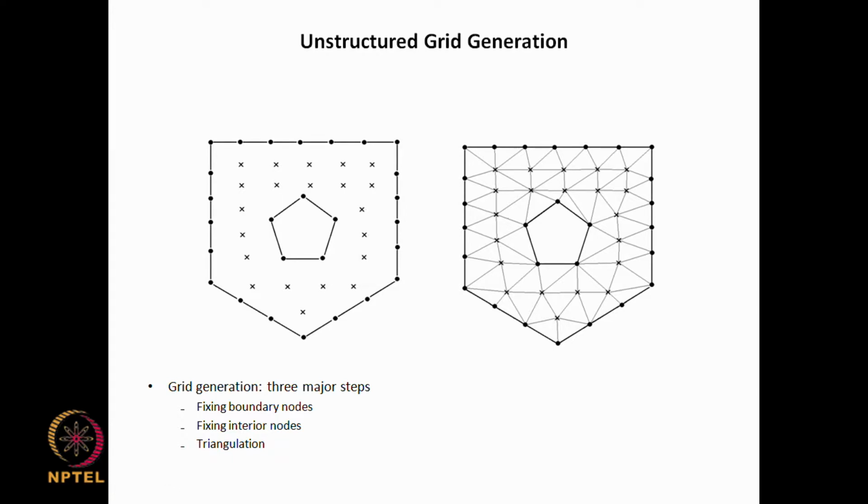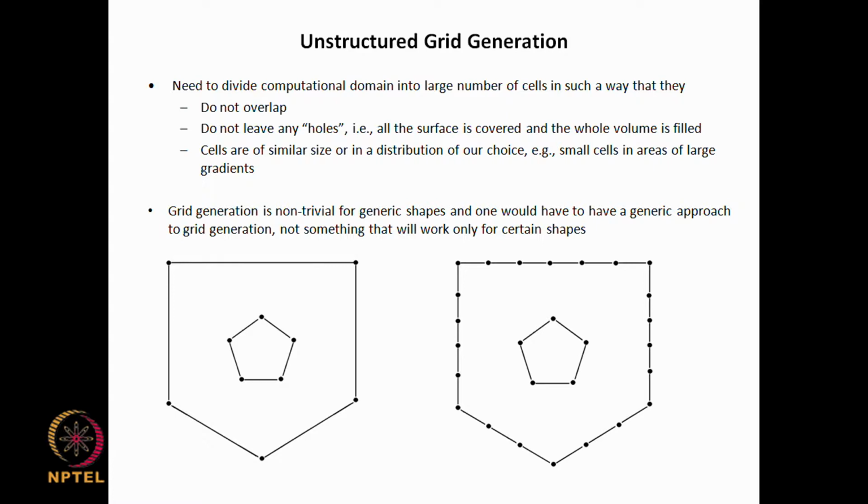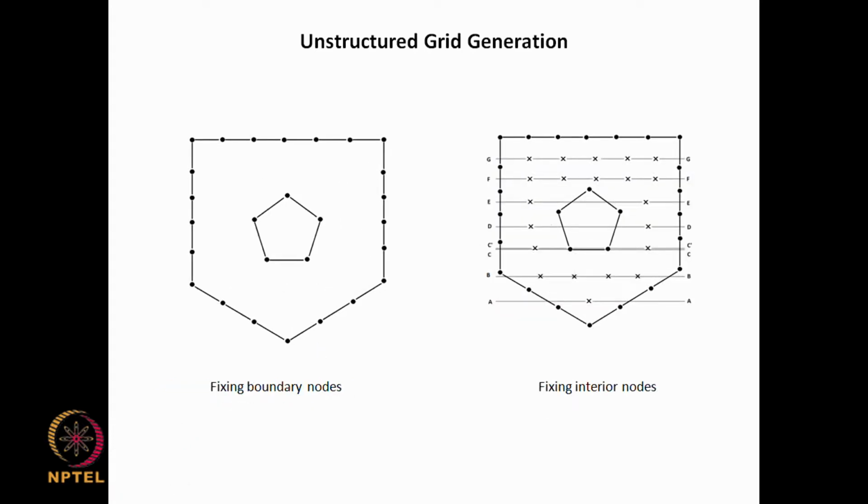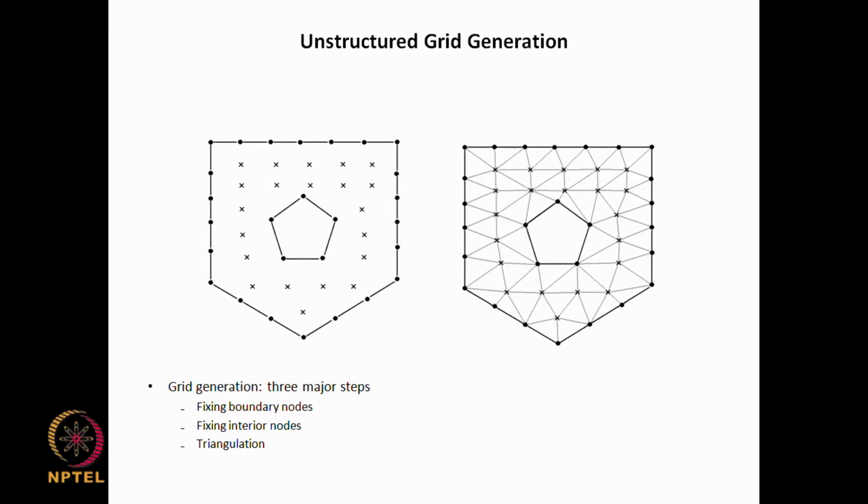So, what we will do in this lecture, given that grid generation is non-trivial, is look at how to go from this domain shape into the stage where we can put the boundary nodes and the interior nodes, and then we look at triangulation in the next step, because that is definitely a non-trivial exercise. So, we are looking at fixing the boundary nodes and fixing the interior nodes.